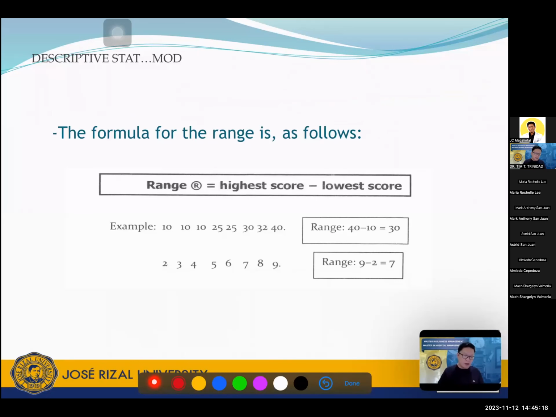So I will give you an example. 10, 25, 30, 40. What's the range? 30. So how did you do that? The highest and the lowest score, which is 40 minus 10, so 30. So your range is just the highest minus the lowest score.